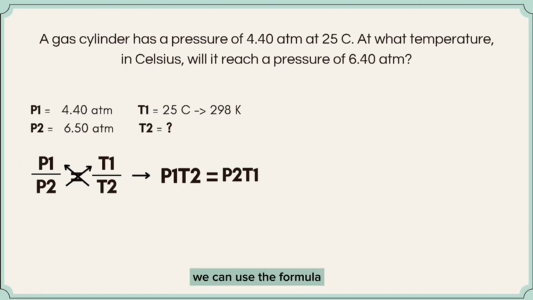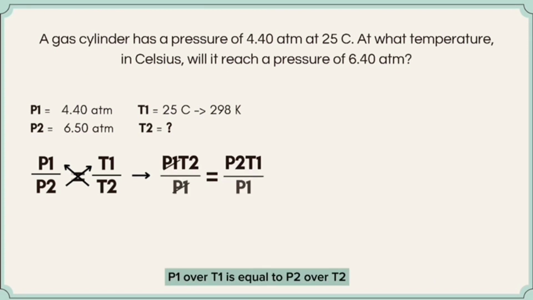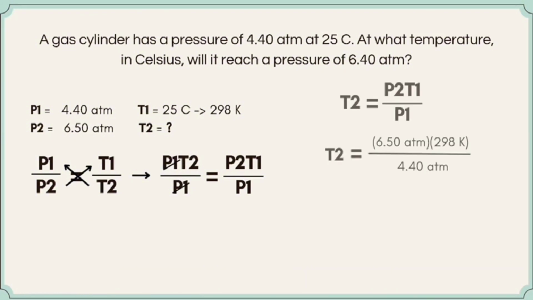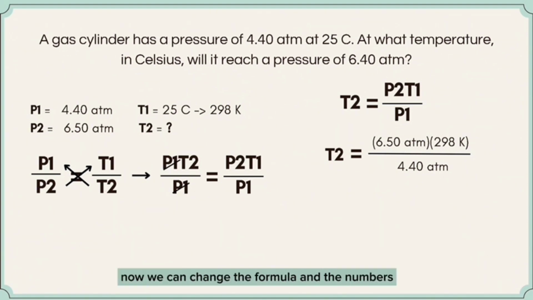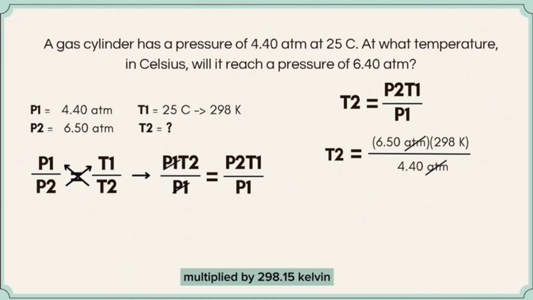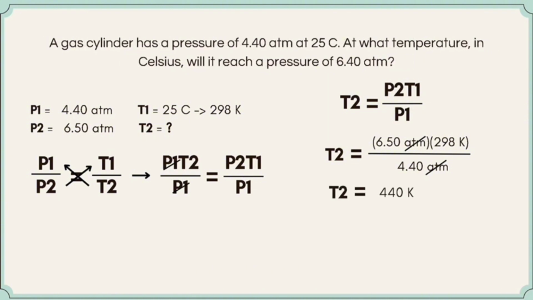We can use the formula P1 over T1 is equal to P2 over T2. Cross multiply and divide both by P1, so we can cancel the P1 on the other side and T2 will remain. T2 is equal to P2 multiplied by T1 divided by P1. Now, we can change the formula into numbers. The solution is T2 is equal to 6.50 atmosphere multiplied by 298.15 Kelvin divided by 4.40 atmosphere. Cancel the atmosphere. T2 is equal to 440 Kelvin.